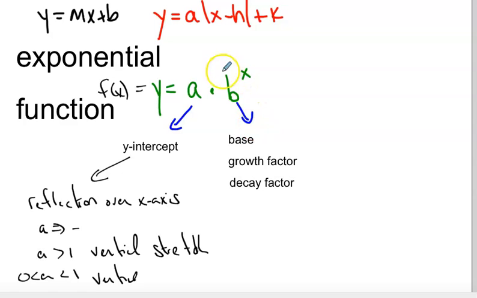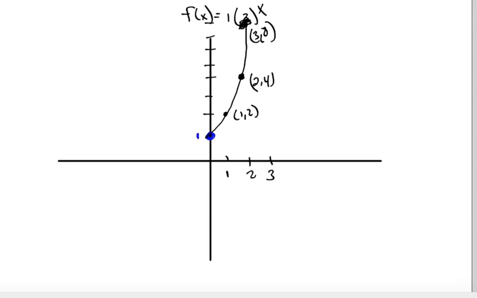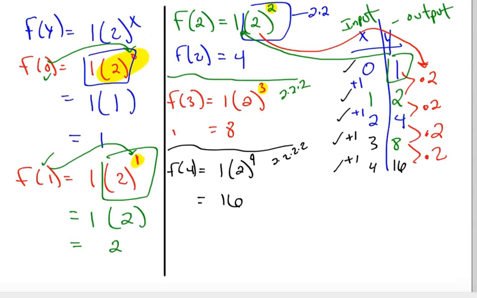And then here, this b value is called the base, right? The b value is the growth factor or the decay factor, and we'll talk about growth versus decay in a couple of slides and a couple of other videos. The growth factor is what I'm multiplying the output by each time to get to the next output, assuming you're increasing x by 1.